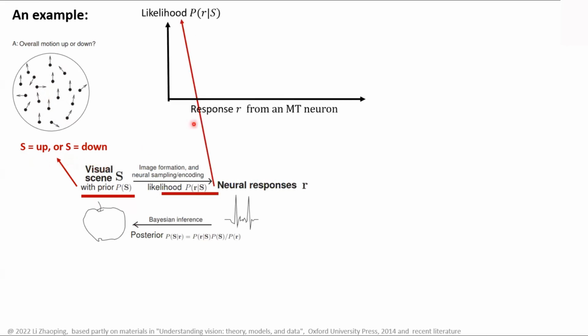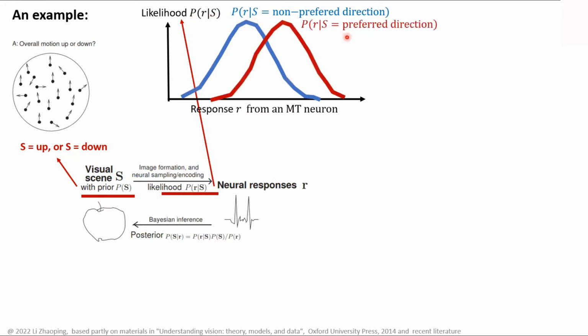And then imagine that your neuron, let's say just one MT neuron, is firing in such a way that the probability of firing given any scene, up or down, is like this. The non-preferred one has this mean and this distribution. And the preferred one will fire a bit more, so obviously it's shifted this way. And from that, given a particular value, let's say it's firing this, okay?